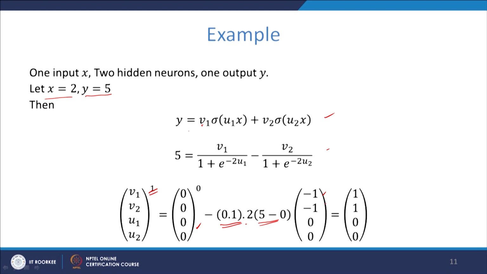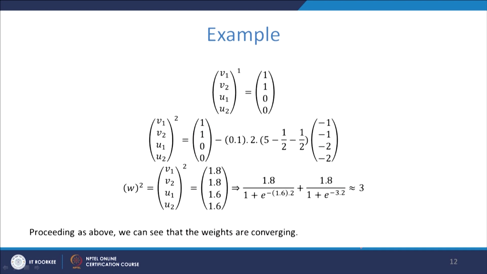by substituting the 0 values. So what we get here is the total value: the first iteration gives that V1 is this, V2 is this, and U1, U2 are 0, 0. Now, the second iteration can similarly be calculated.